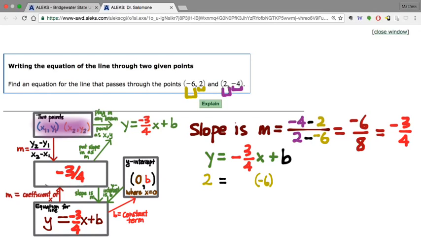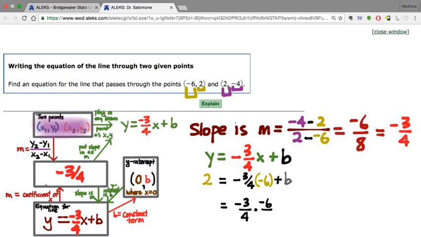So 2 is equal to negative 3/4 times negative 6 plus this mysterious b, which we don't know, but which we're about to know. So now all I have to do is solve that equation to get b. What's negative 3/4 times negative 6?